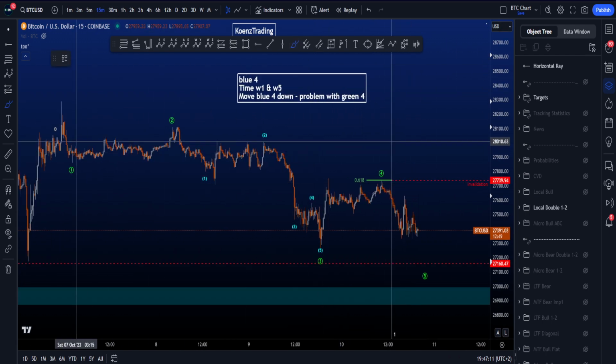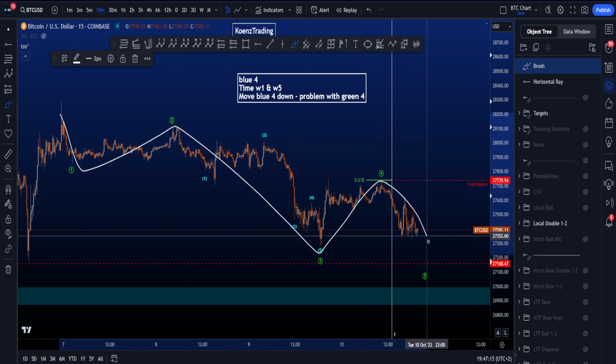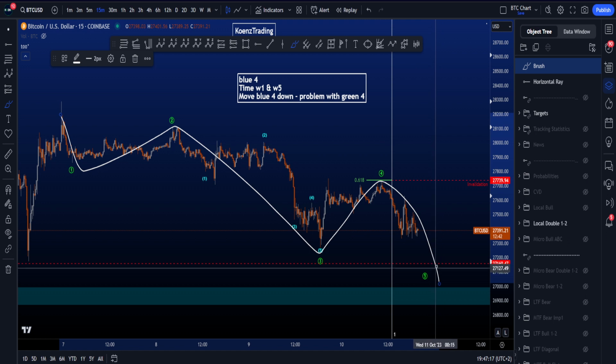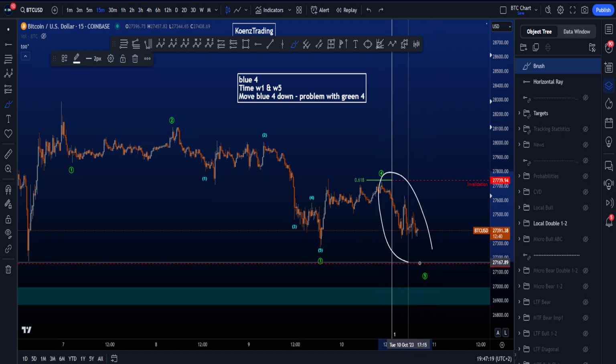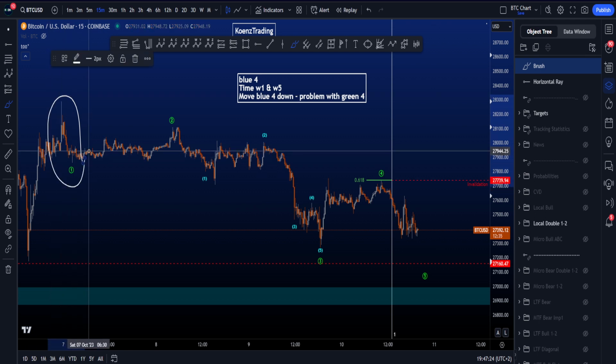Now if I look at an impulse, then this is how I count this structure to the downside. So we then have over here a wave 1 followed by a wave 2, 3, 4, and now looking for a wave 5 to the downside. However, this wave 5 is much longer in time compared to this wave 1. So wave 1 and wave 5 do have a relationship with one another.